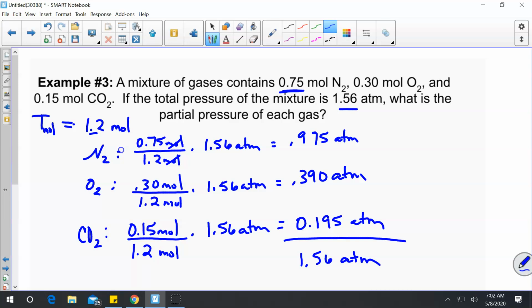So that would just be figuring out the partial pressure of each gas if you know the number of moles. So this is the mole ratio of the partial to the total. That times the total pressure should give you what the pressure is of each gas individually.